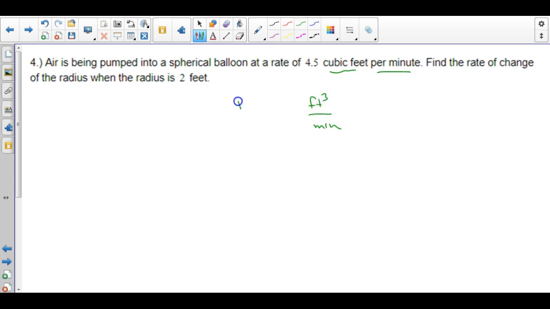So we know then that dV/dt, the change in volume of this balloon with respect to time, is equal to 4.5 cubic feet per minute. Find the rate of change of the radius. So we want dr/dt.